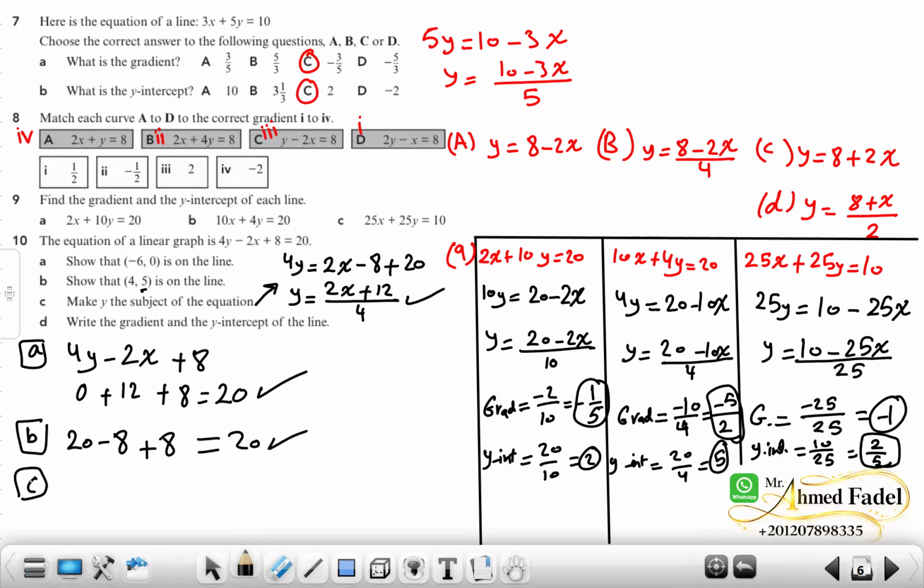Question D. Write the gradient and the y-intercept of the line. I made y the subject, so I can easily find the gradient now. The gradient is equal to the coefficient of x, which is 2 over 4, which is a half. And the y-intercept is 12 over 4, which is 3. That's it.